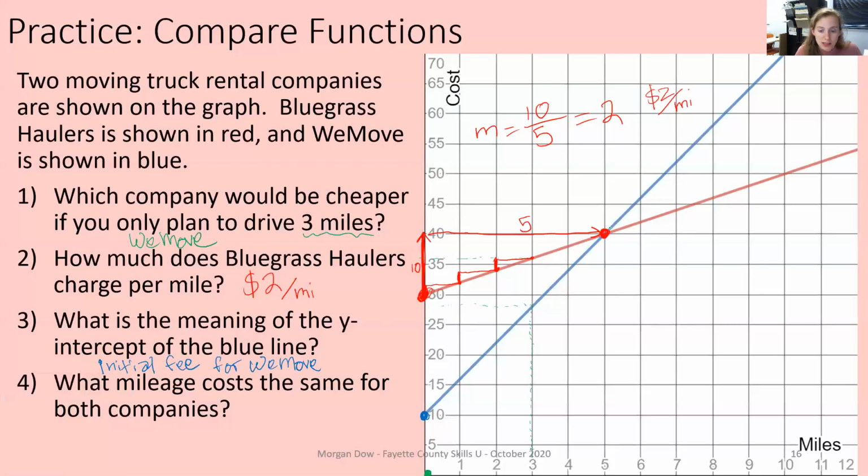So we look and we see that at this point right here is where the 2 lines are the same, right? That's where they have this point in common. That's at $40 and 5 miles. So driving 5 miles costs $40 for both of these companies. So a mileage of 5 costs the same for both companies.